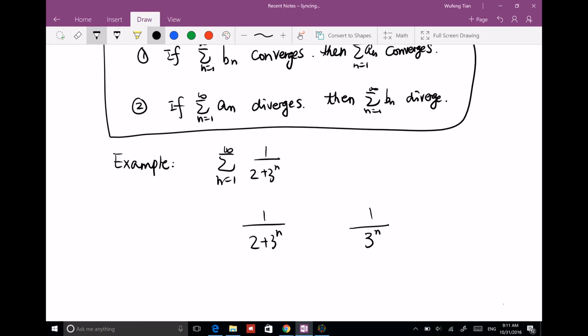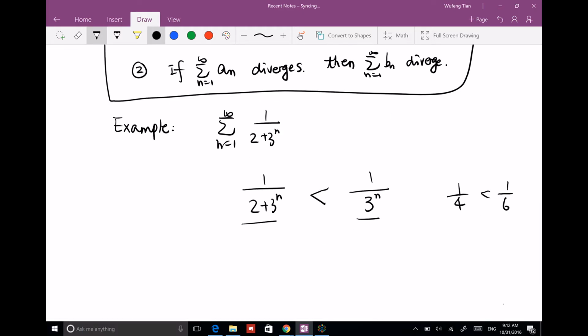1 over 3 to the n. 1 over 3 to the n is bigger, because with the same numerator, the bigger denominator will make it smaller. Okay? For example, 1 over 4 is less than 1 over 6. Right? Alright, so we got this term. This is less than this. Okay, 1 over 3 to the n.